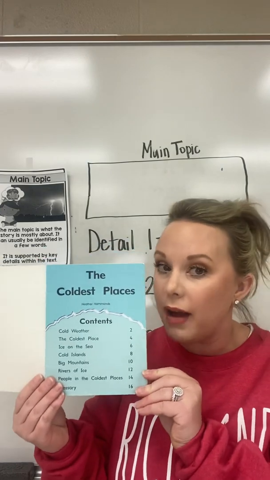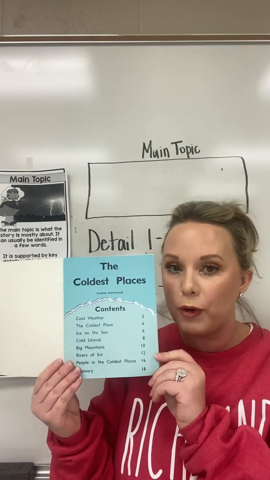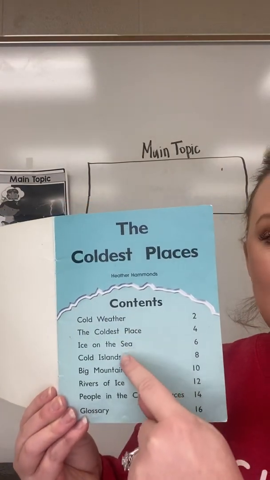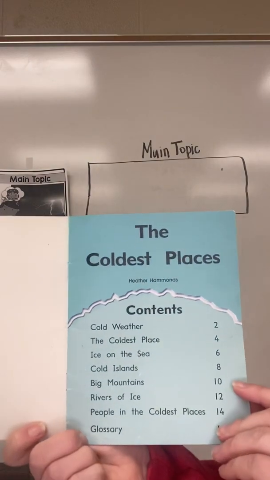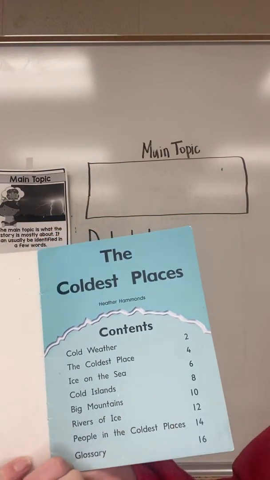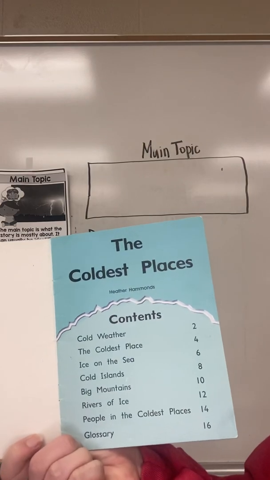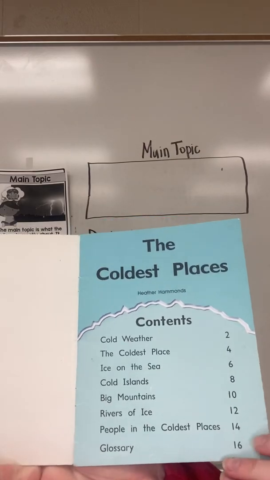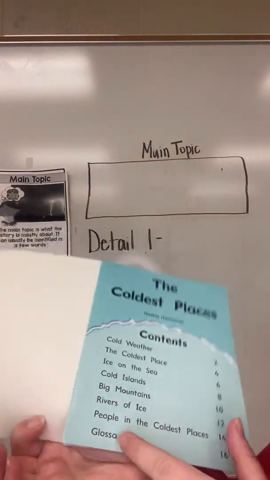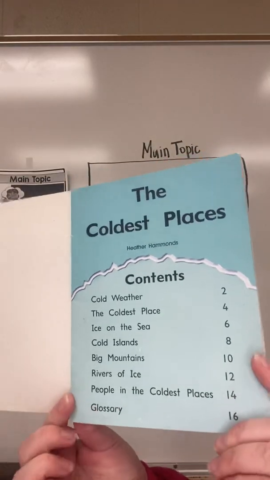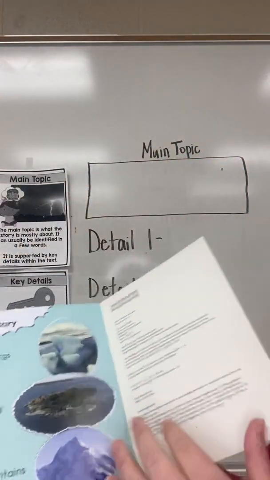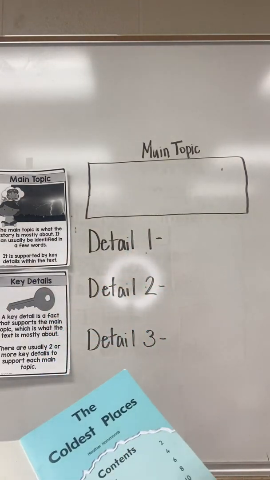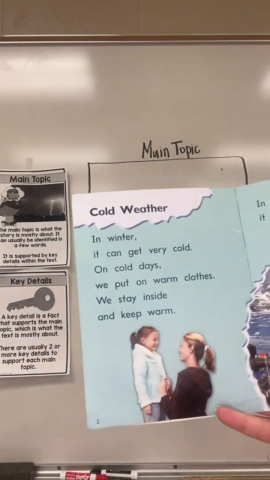Now, we know that this is a nonfiction book. That means it's true, real information. Notice that many nonfiction books have table of contents, and they tell me what each section is going to be about, so that I know I'm going to learn about cold weather, the coldest place, ice on the sea, cold islands, big mountains, rivers of ice, and people in the coldest places. I also have down here, the glossary. Remember, a glossary can be found at the back of the book, and it tells me keywords and the definitions.